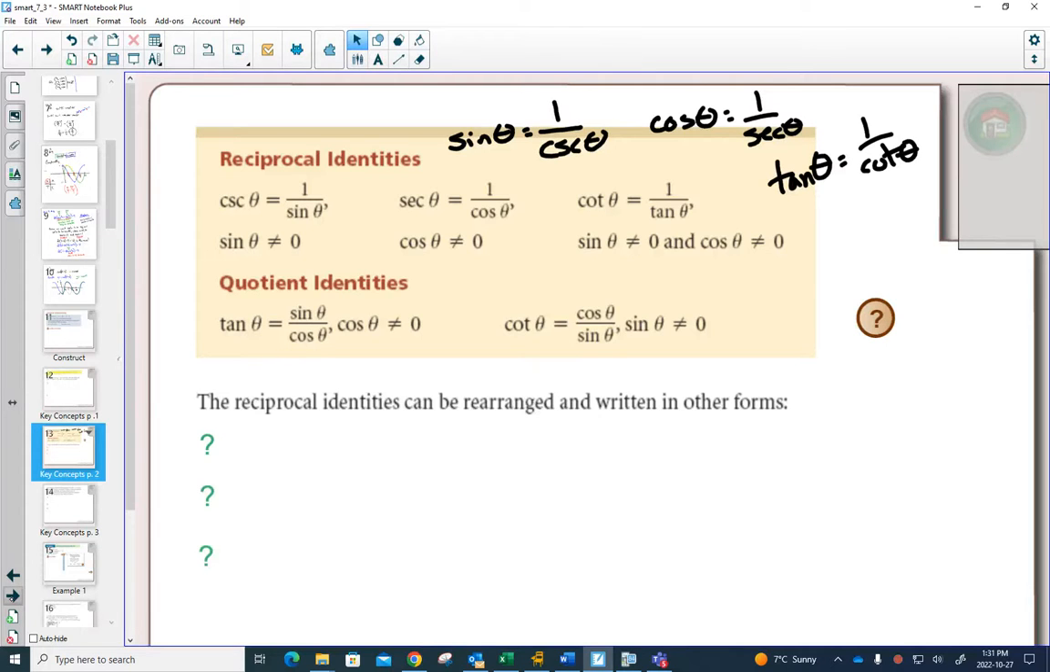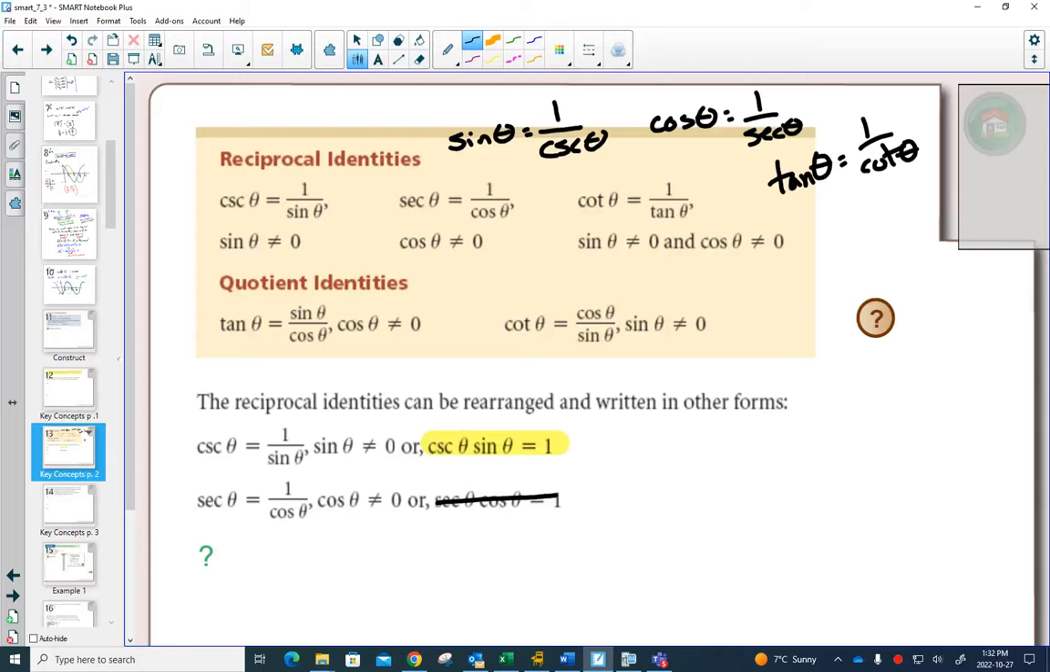So we can use these identities, and they've rearranged them. For example, can you see how I could take cosecant equals 1 over sine and rearrange it to look like this? What would I have to do to rearrange it? I have to multiply both sides by sine. I could take the second one and rearrange it to look like that. And I could take the third one and rearrange it to look like that. So these become new identities.